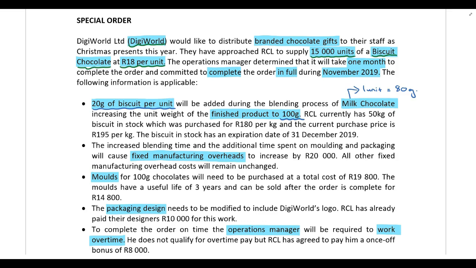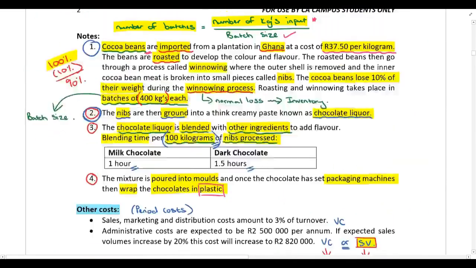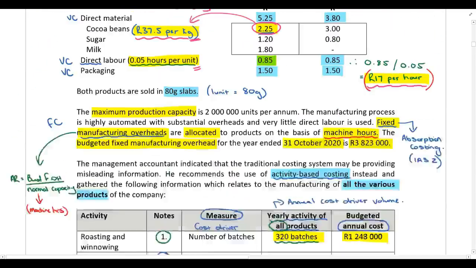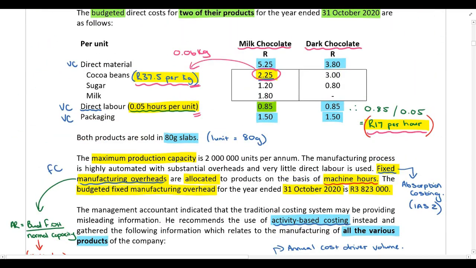Now, what you need to be careful of over here, guys, is this biscuit chocolate is an adaptation of the milk chocolate that is currently made by RCL. So don't forget any of the costs associated to producing this milk chocolate. So what am I talking about? Go back to the direct costs associated to producing milk chocolate. Okay, I'm just going to clean this up a little bit over here.